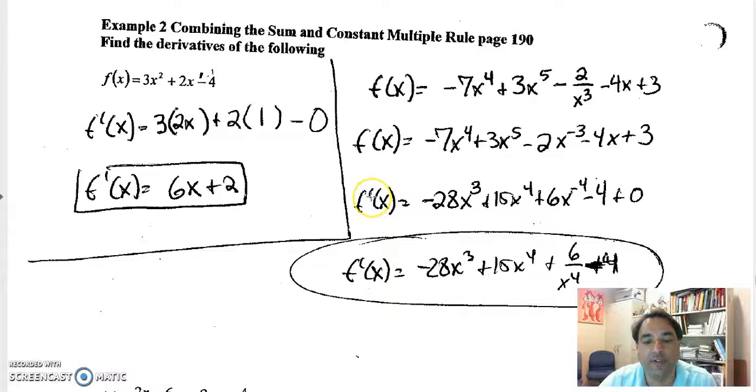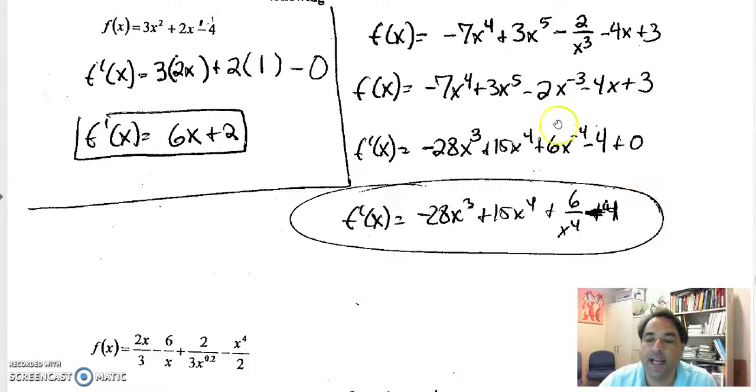Now, notice derivative prime. That's my derivative function. 4 times 7 is negative 28, x to the 3rd. 5 times 3 is 15, minus 1, x to the 4. Negative 3 times negative 2 is positive 6. Negative 3 minus 1 is negative 4. Derivative of negative 4x would be negative 4. Derivative of 3 is 0. And then I prefer not to have negative exponents, so the negative 4 goes to the denominator, and I just rewrite it. Okay, so again, to make life a little easier, rewrite it.